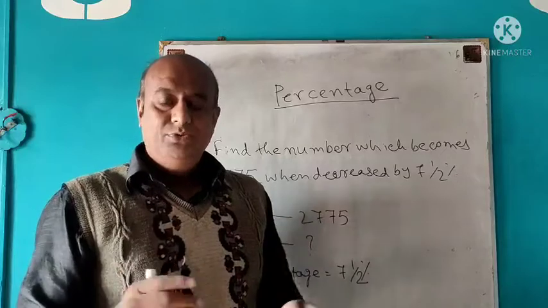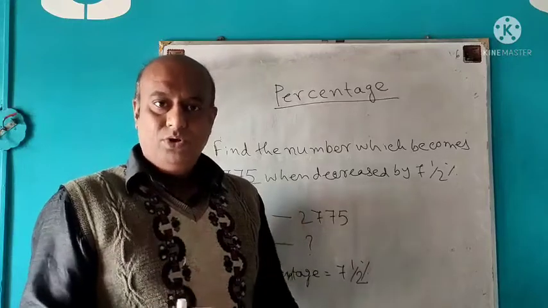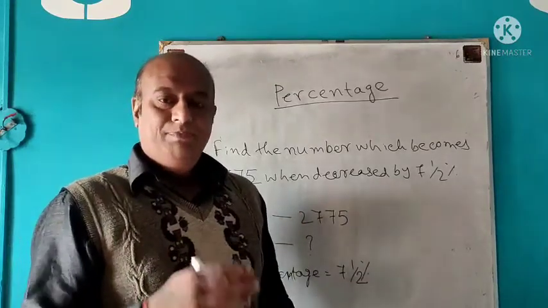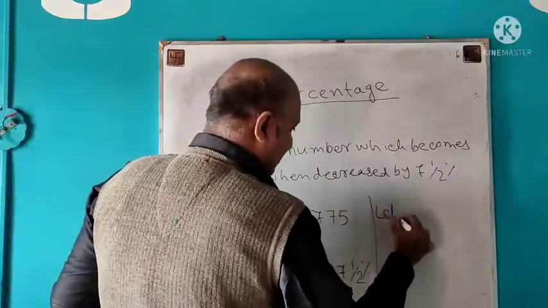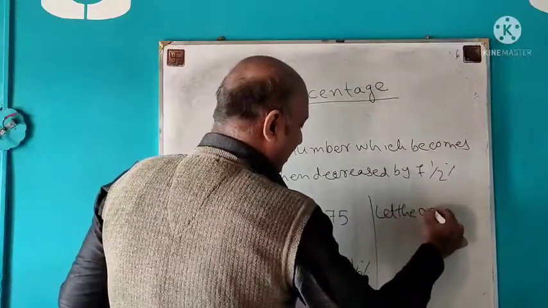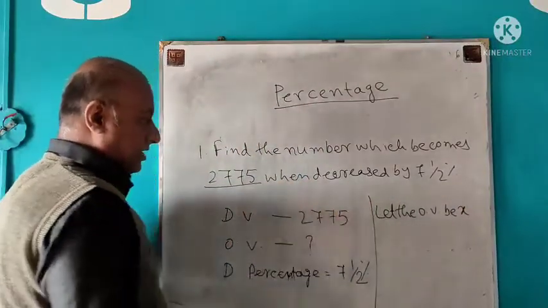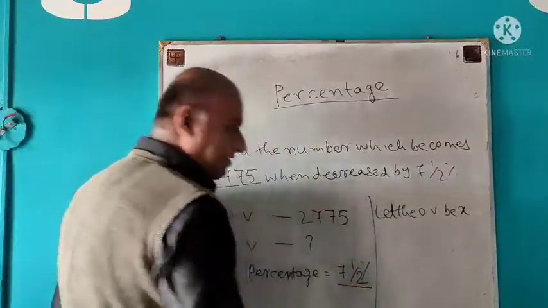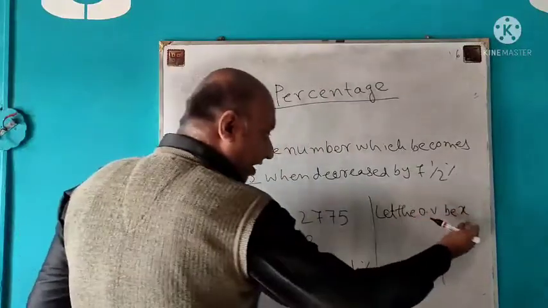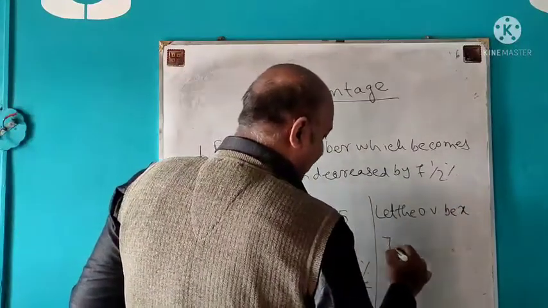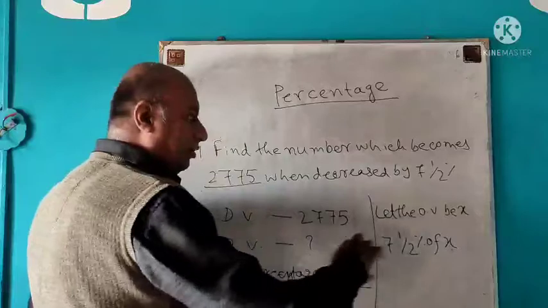First way is we can take x as the original value and calculate everything according to x. So those who are comfortable in doing the sums with x, please follow this process. Let the original value be x. So it is equal to 100%. Now we have to decrease this value by 7.5%. So we have to calculate 7.5% of x. We have already learned how to do this.